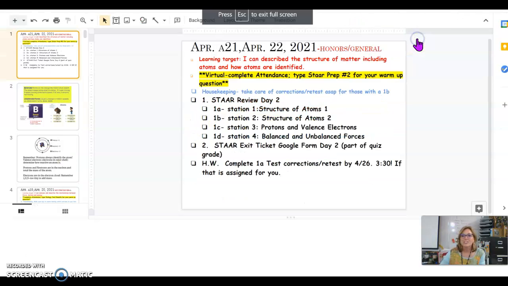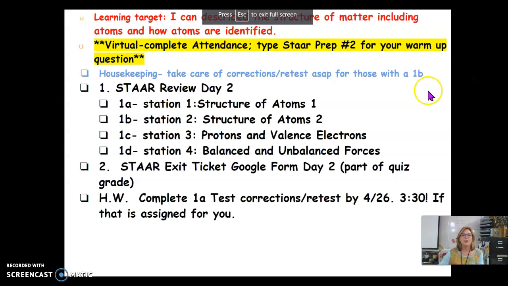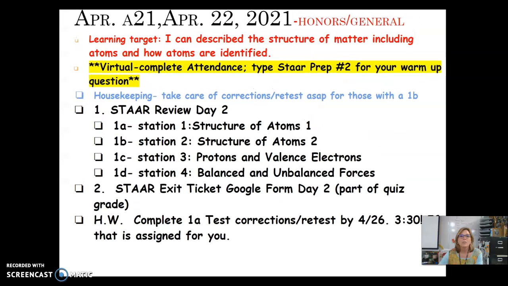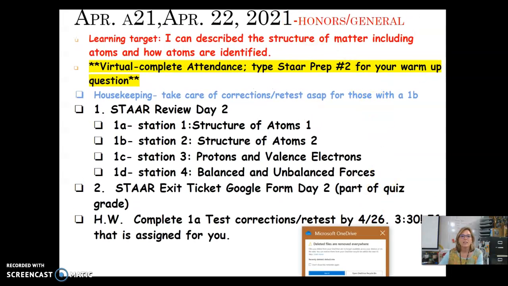Hi everybody. So if you are an A-Day student, you have a substitute today. And so I wanted to go over what we are going to be doing in class.